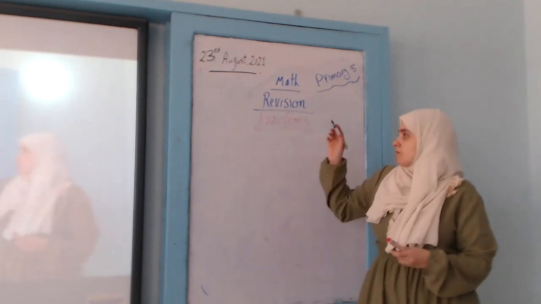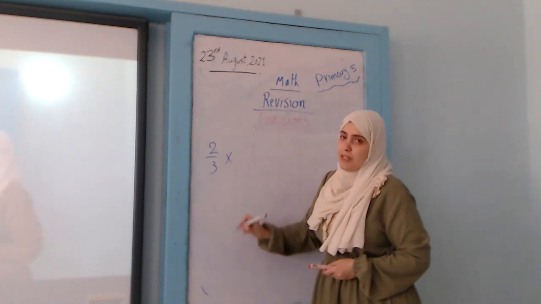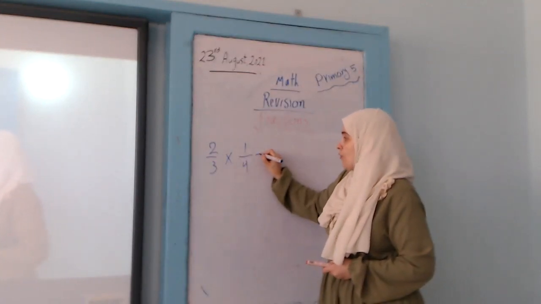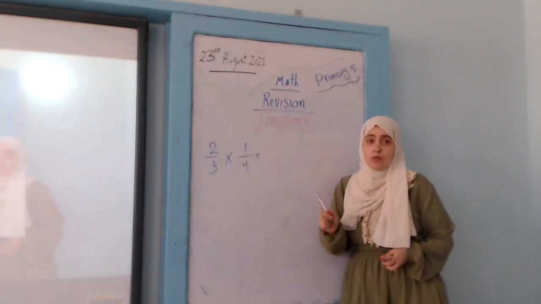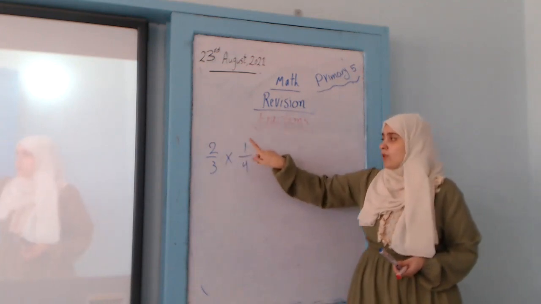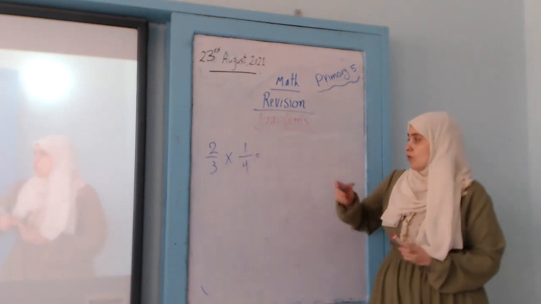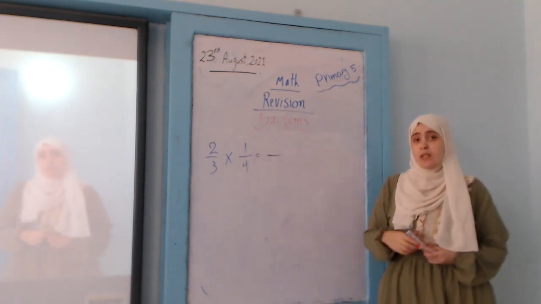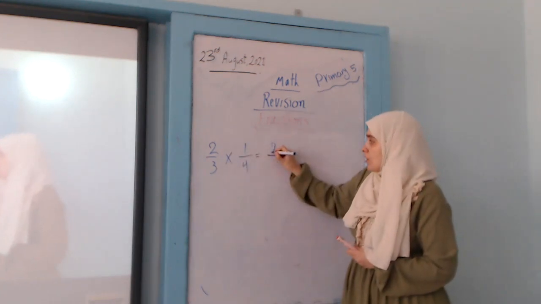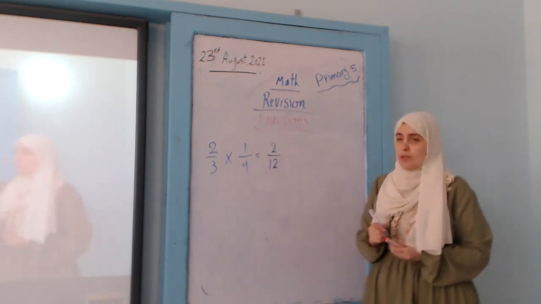Okay, let's remember together how to multiply any 2 fractions. I have 2/3 and 1/4. To multiply 2 fractions, it's an easy thing. I will multiply the numerator and then multiply the denominator. Fraction and fraction, so the answer will be a fraction. I will multiply the numerators first. 2 multiply 1, the answer is 2. 3 multiply 4, the answer will be 12.